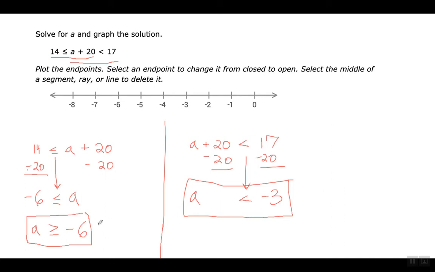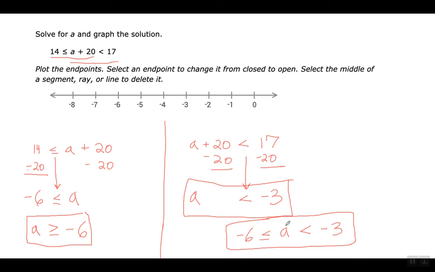Now I'm going to combine both of these in one answer. I'm going to put them together in one answer. Ahora voy a combinar las dos respuestas en una respuesta. Alright, so A is less than negative 3, but if you look up here, it's greater than or equal to negative 6. That is my answer that combines both answers into one. A is a number, you don't know what it is, but it's less than negative 3, but greater than or equal to negative 6.